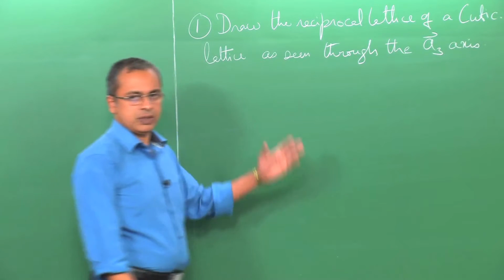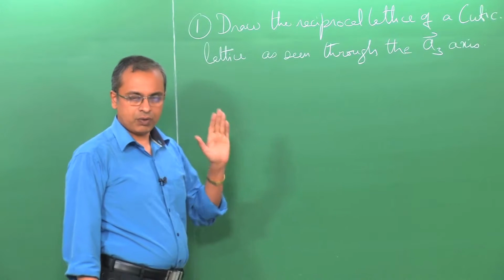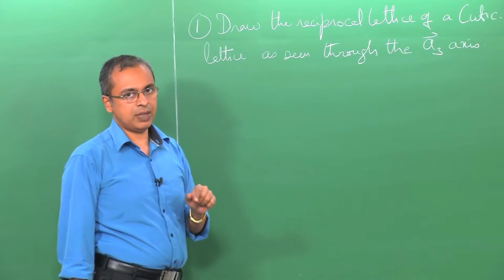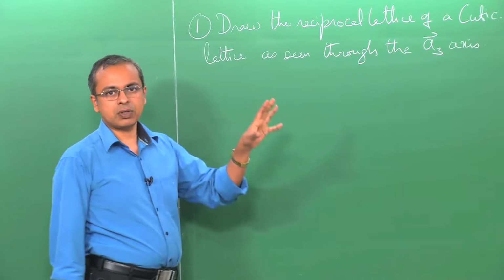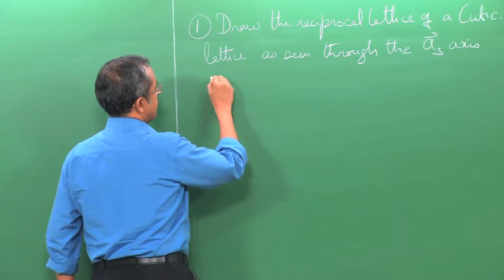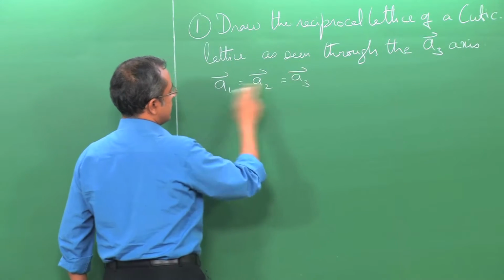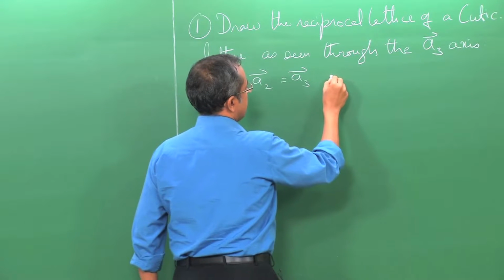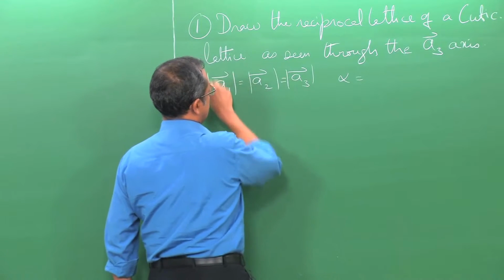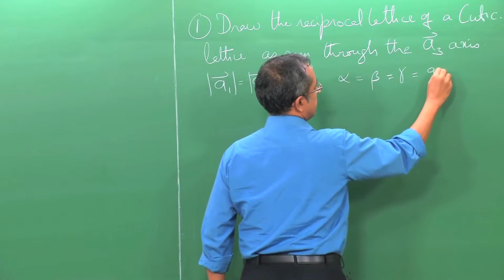Okay, so, this is our problem. So, this is the example that we are going to look at. We would like to draw a cubic lattice as seen through the A3 direction, in other words perpendicular to the A1 and A2 directions, and for that we would like to draw the reciprocal lattice. As you know, for a cubic lattice A1 equals A2 equals A3, the modulus of these 3 vectors is the same, and alpha equals beta equals gamma equals 90 degrees, right.